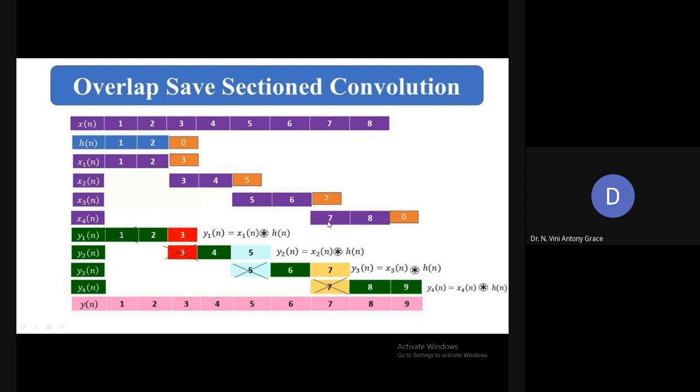After the sectioning is over, I have to perform circular convolution between x1 and h, x2 and h, x3 and h, and x4 and h. As circular convolution requires the length of both sequences to be the same, I am adding a 0 to h, because x1 has 3 samples, so I make h 3 samples by padding one 0. Likewise for the other sections. After this zero padding, you perform circular convolution between x1 and h, x2 and h, x3 and h and x4 and h. Follow the circular convolution matrix method.